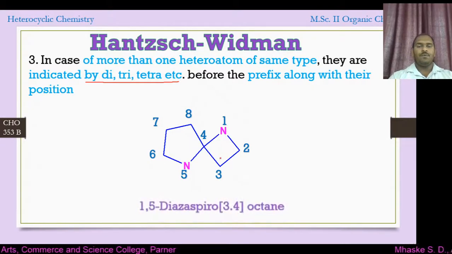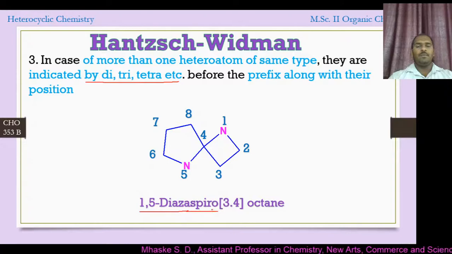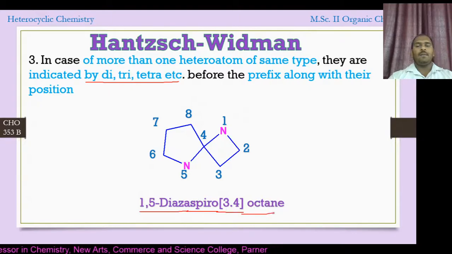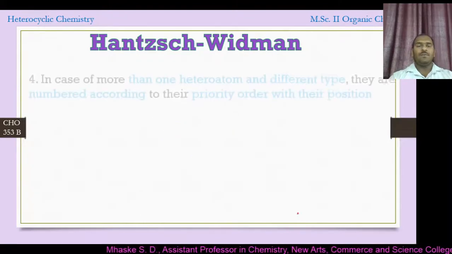Okay. So now what will be the name? Here we have two nitrogens at the first and fifth positions. So 1,5-diaza. Spiro is the type of the compound, and in the square bracket 3.4: 3 from this side, 1, 2, 3 and 4 atoms from this side. Octane is the name of the compound, because a total of 8 atoms are there. So the compound name will be 1,5-diazaspiro[3.4]octane.